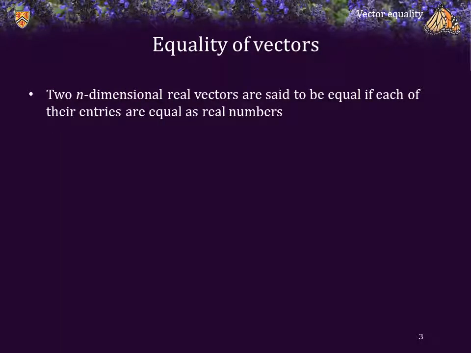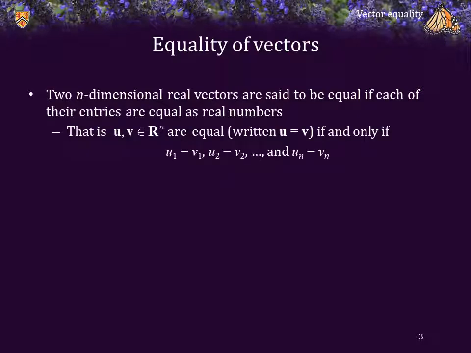Now, two n-dimensional real vectors are said to be equal if each of their corresponding entries are equal as real numbers. That is, two vectors u and v, elements in R^n, are equal, and we'll write this as u equals v, if and only if the first entries are equal, the second entries are equal, and so on and so forth, including up until the nth entries.